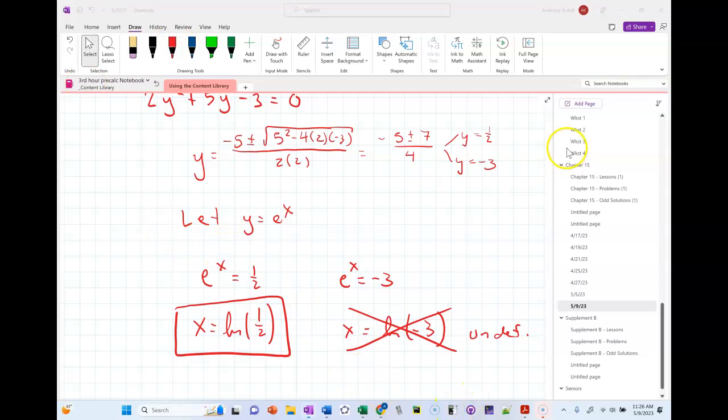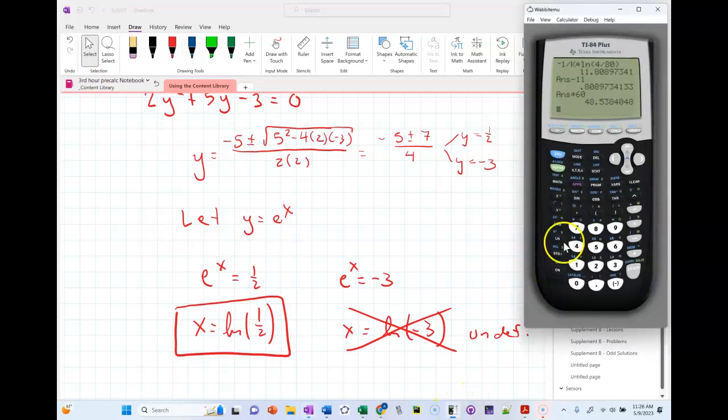I don't remember the answer. I guess it's an even one anyway, so it doesn't really matter. I'm perfectly fine with you leaving it as just the natural log of 1/2. Or you could type it into your calculator and get the decimal. It's going to be some negative number, but that's fine. There you go. If you want the decimal, that's cool.